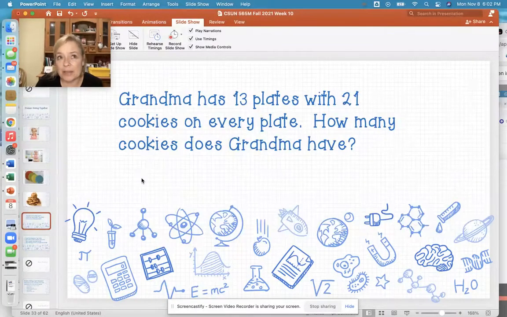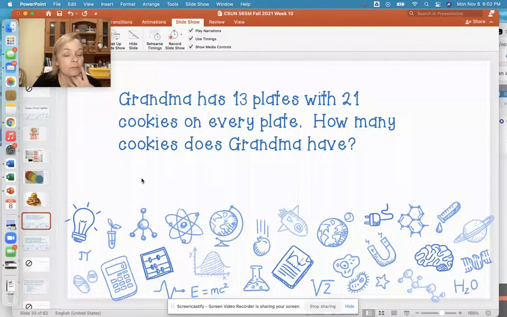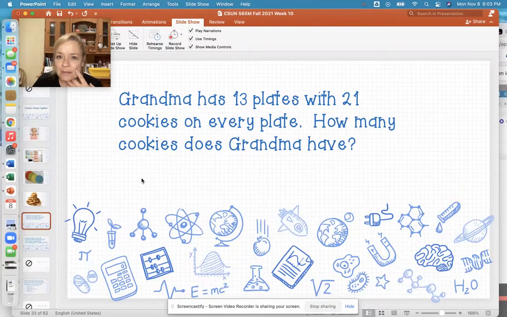So let's think about this, mathematicians. How many plates does Grandma have? And how many cookies are on every plate? Great. If we were going to figure out how many cookies Grandma has, do you think she's going to have more than 40? Why or why not? Do you think she's going to have more than 100? What makes you think that? Do you think she's going to have more than 200 cookies?